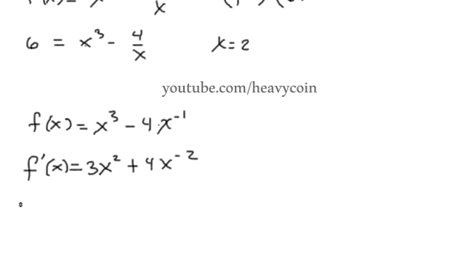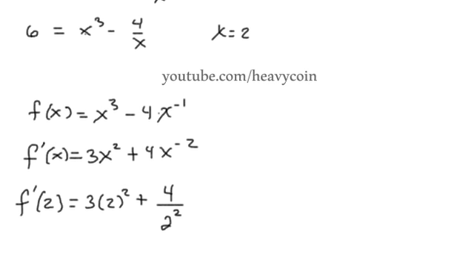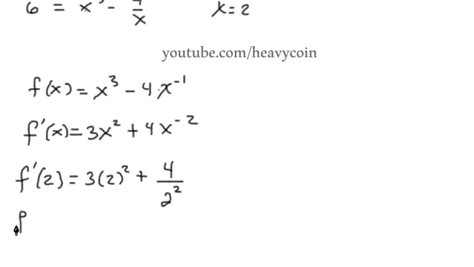Now what we're going to do is plug 2 into this, so f prime of 2 is equal to 3 times 2 squared plus, now this x to the negative 2 needs to go back down into the denominator, so this becomes 2 squared down here. And so we end up with f prime of 2 equals 13. All right, this should equal 13. Let's see, 2 squared is 4. That's going to be 3 times 4 is 12. That's 1, and 12 plus 1 is 13.